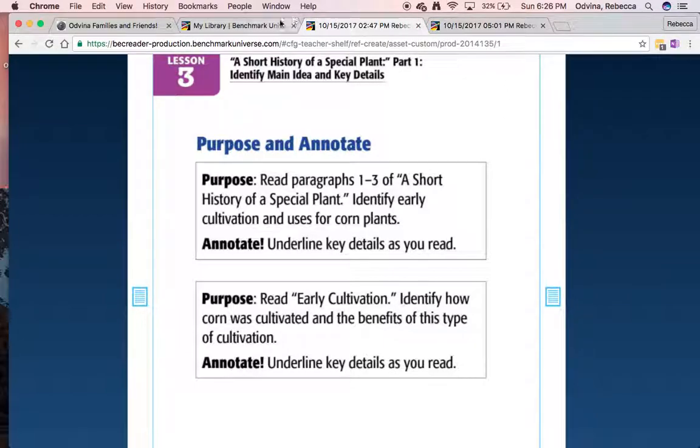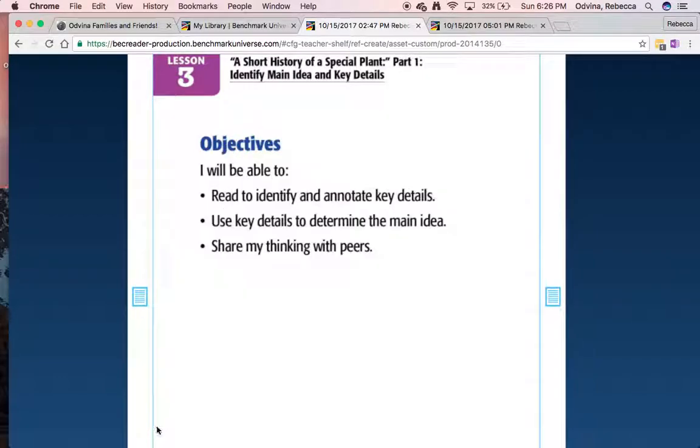So going back to our objectives, you should be able to read to identify and annotate key details, use key details to determine the main idea, and share your thinking with peers. Happy annotating, 5th graders.